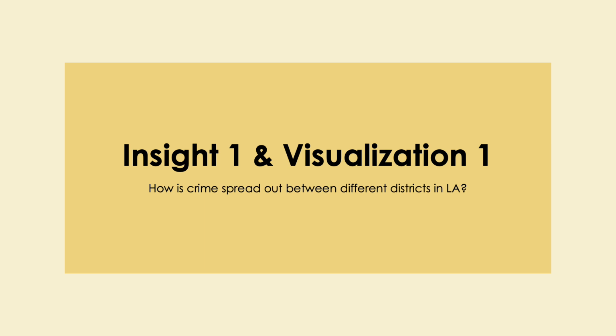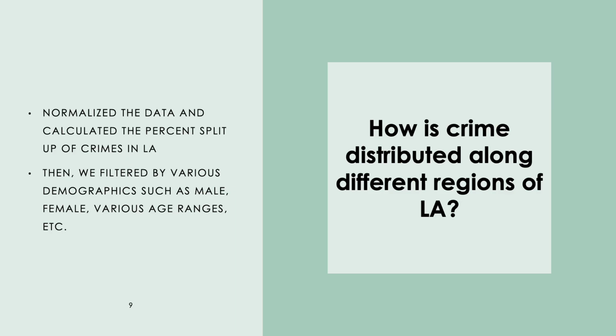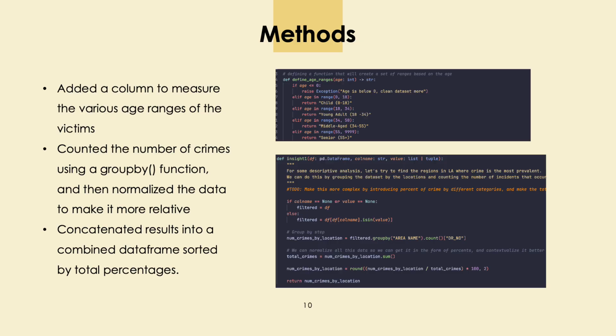Now that we're done cleaning and pre-processing, we can finally focus on the analysis. I wanted to answer the question, how is crime distributed along different regions of LA? And to do this, we normalized data and calculated percent splits of crimes in LA based on the region. And we also filtered by various demographics to see if there were any discrepancies. To do this, we would group by the area name and then count up the number of crime occurrences that happened in that certain district.